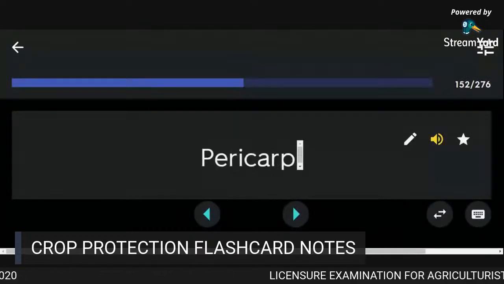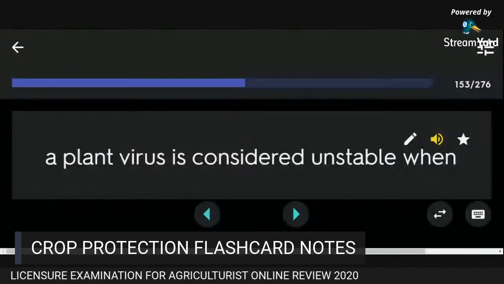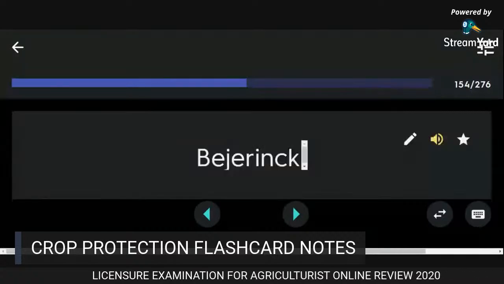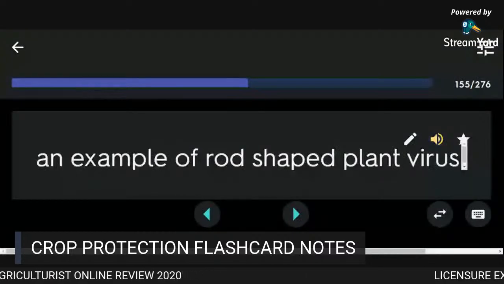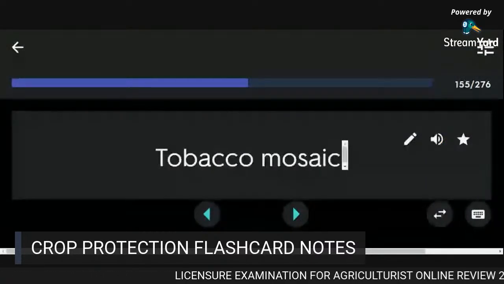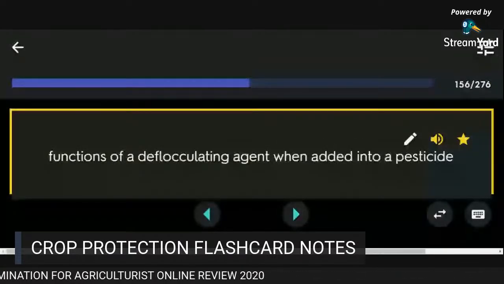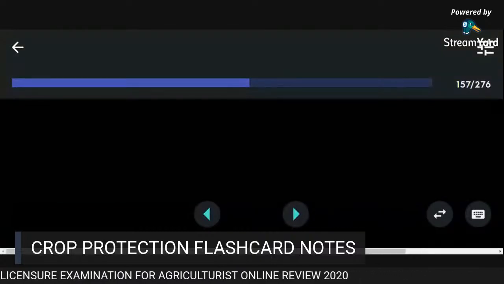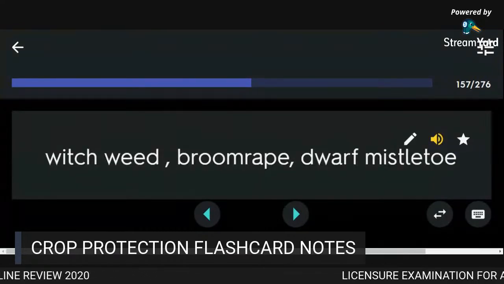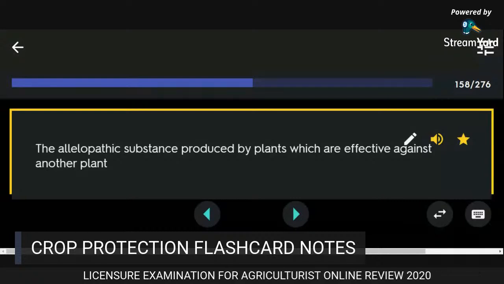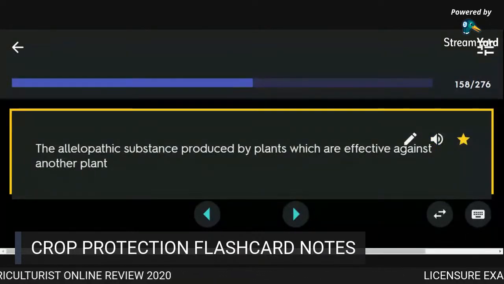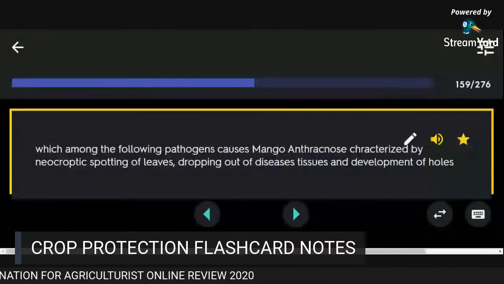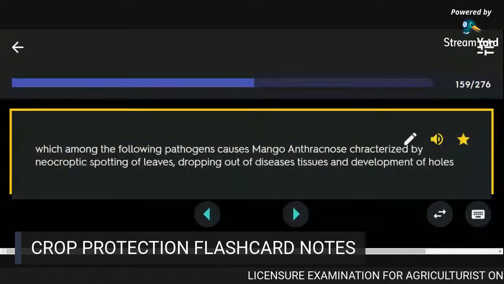The structure that facilitates efficient dispersal of aquatic weed. Pericarp. A plant virus is considered unstable when it infects only one host. The father of virology. Beijerinck. An example of rod-shaped plant virus. Tobacco mosaic. Functions of a deflocculating agent when added into a pesticide. To prevent flocculation, to assure dispersion and to retard settling of a solid within a liquid. Example of parasitic weeds. Witchweed, broomrape, dwarf mistletoe. The allelopathic substance produced by plants which are effective against another plant. Choline. Which among the following pathogens causes mango anthracnose characterized by necrotic spotting of leaves, dropping out of diseased tissues and development of holes? Colletotrichum gloeosporioides.